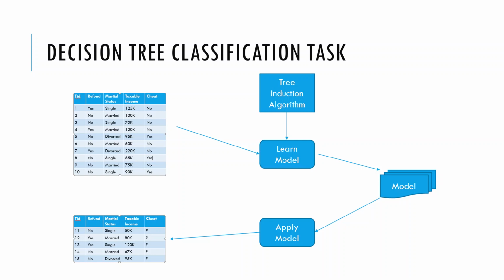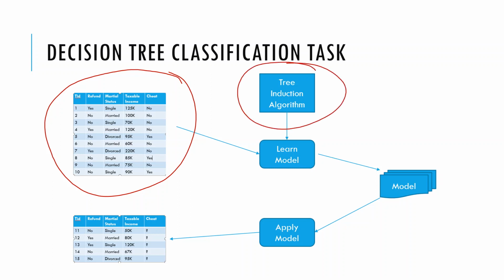Okay, so you can see the data, right? On the left side you can see that there is a data of 10 records. So there are 10 records into it, and we're going to use that for building up a decision tree. Secondly, we have the decision tree algorithm, right? So this is nothing but a tree induction algorithm.